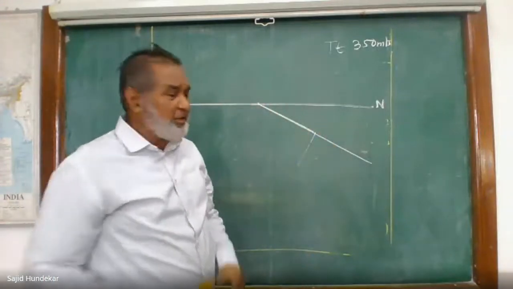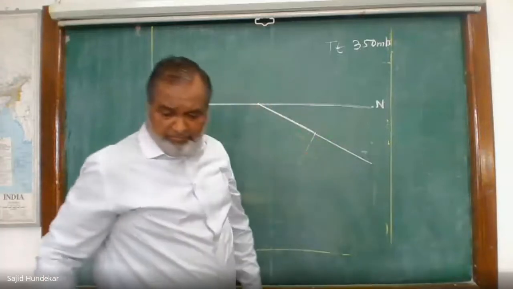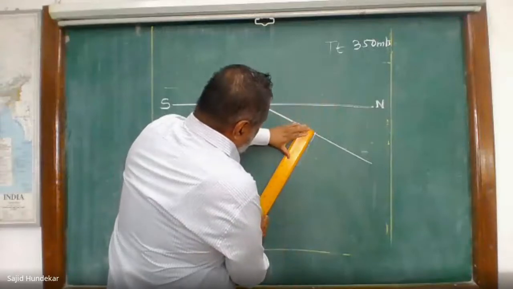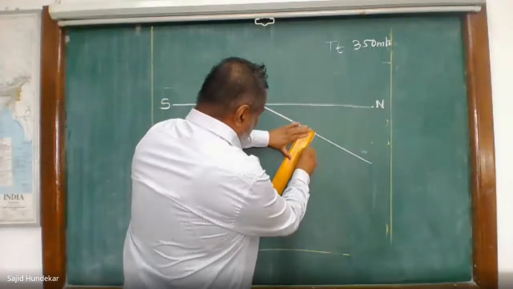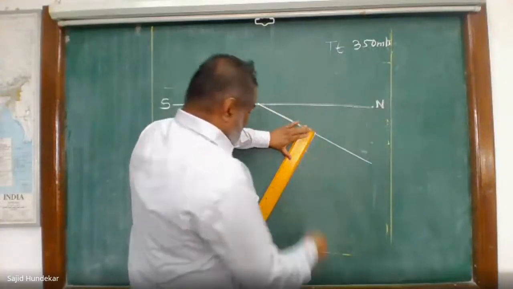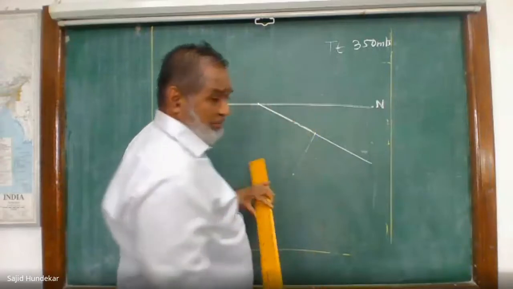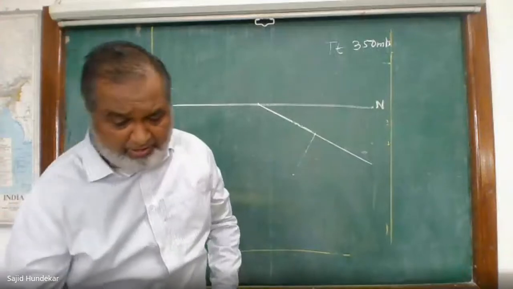Here you have to measure the 350. So on this, measure 3.5. If I take this one, it will become very small, so I take a bigger one. I assume now this is 3.5. So now we have to draw a parallel line through the point we have taken.